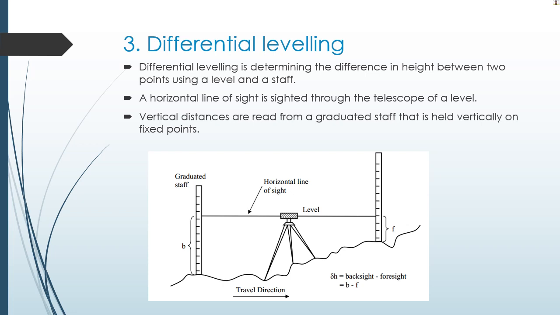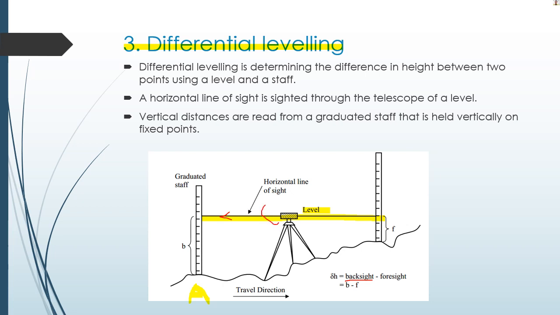The next method we use is differential leveling. The key thing is that we use a level. That's why you are going to have a horizontal line of sight through the telescope of the level. From point A to this horizontal line, you will have the backsight reading. Backsight reading is the first reading once you set up the instrument.